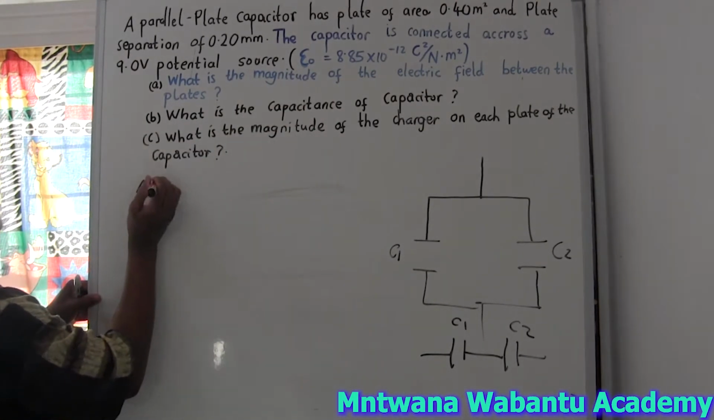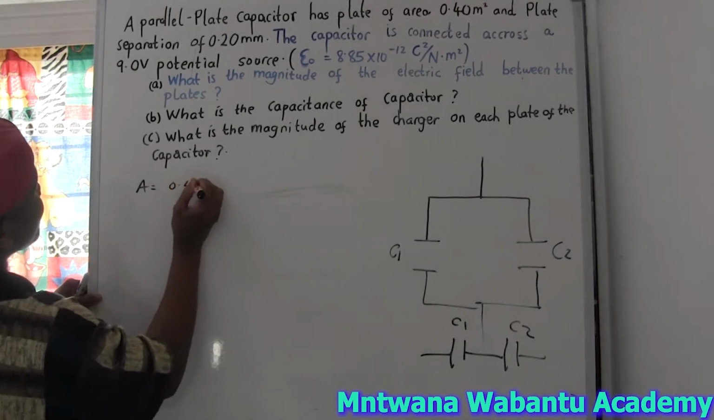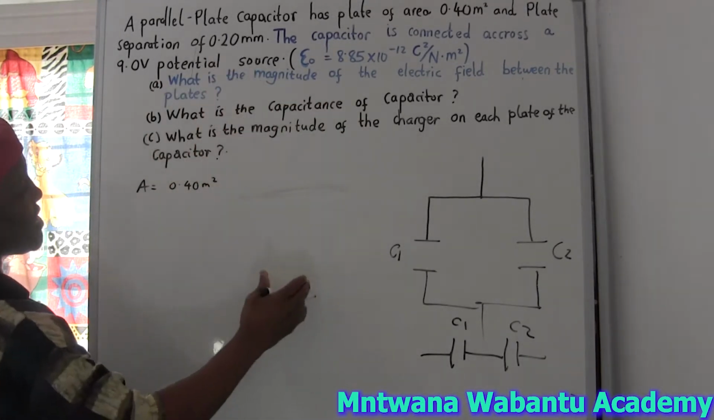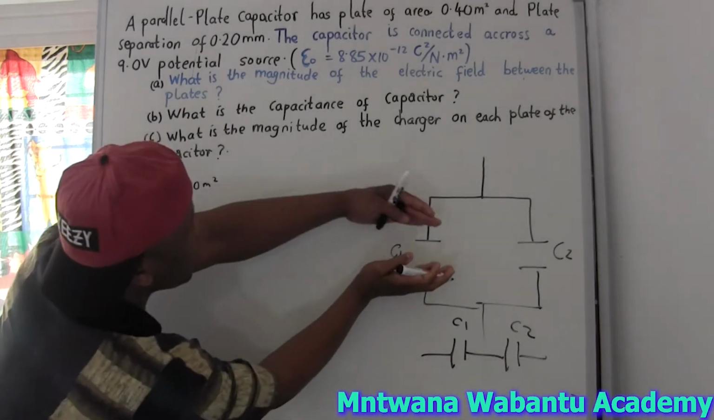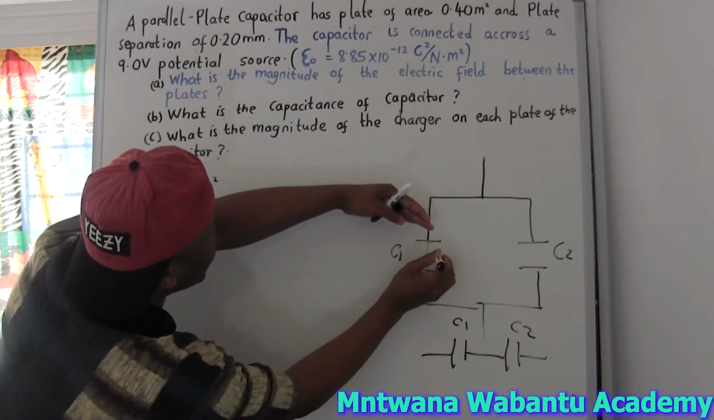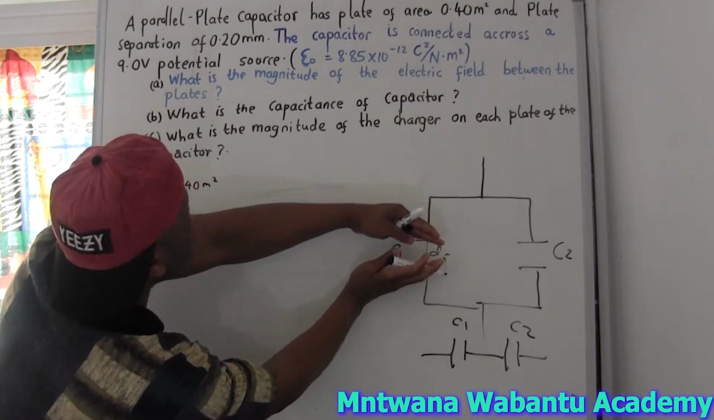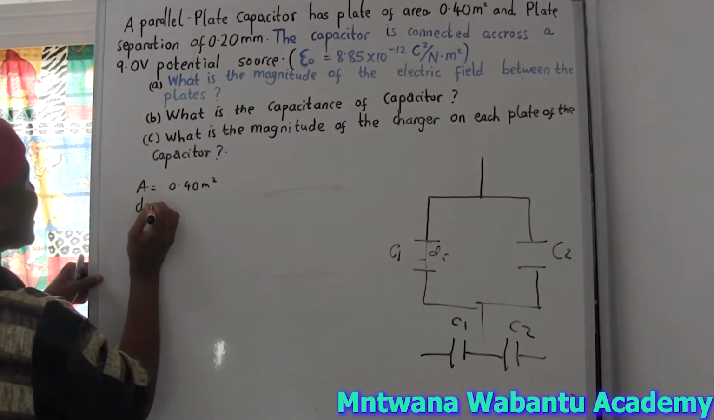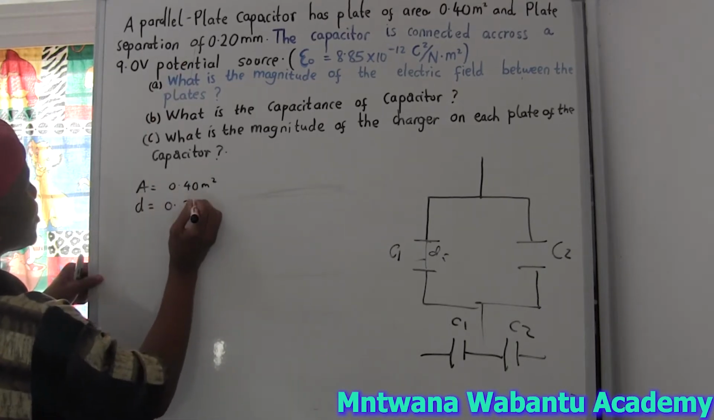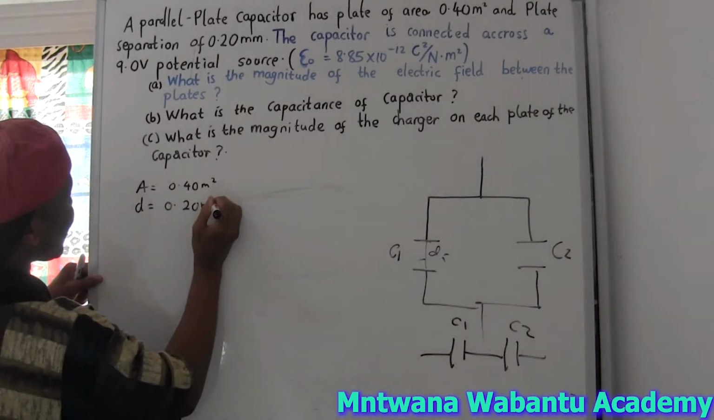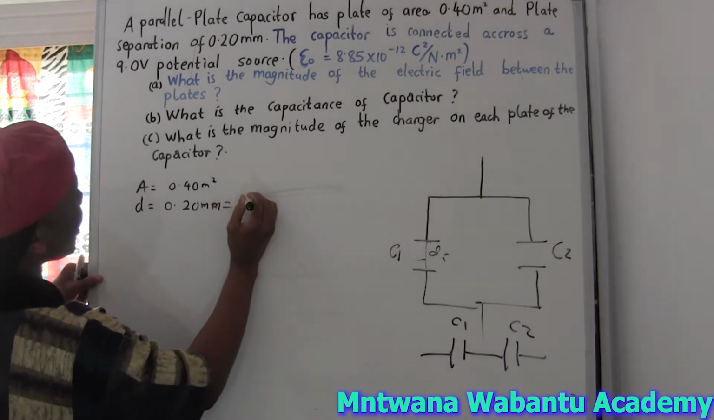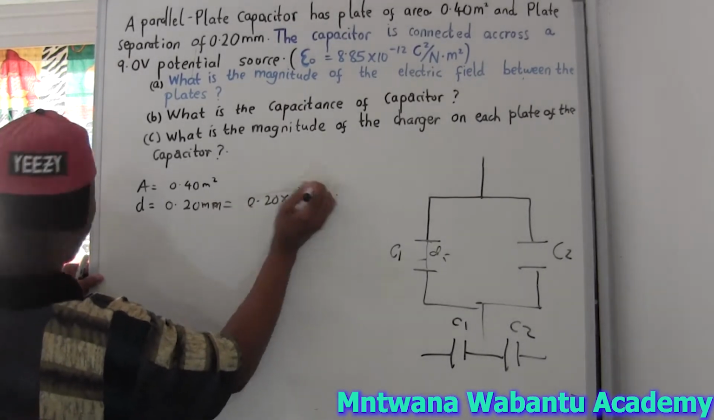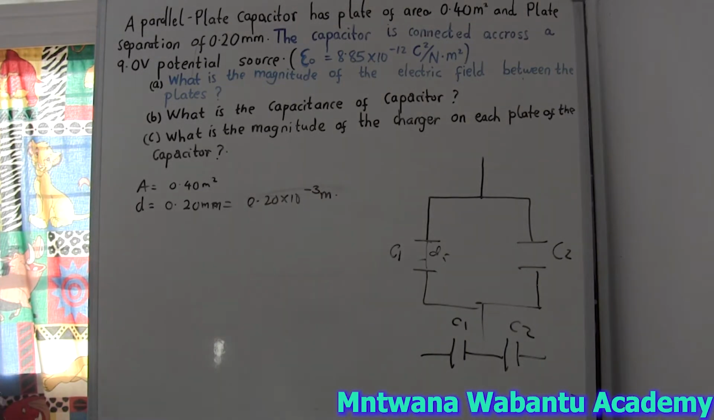So the parallel capacitor plate has a cross-section area equal to 0.40 meters squared, and the plate separation, the distance of separation between the plates, is 0.2 millimeters. So we have to change this to meters. How are we going to change to meters? We multiply by 10 power negative 3 meter. Okay, now what do they want?